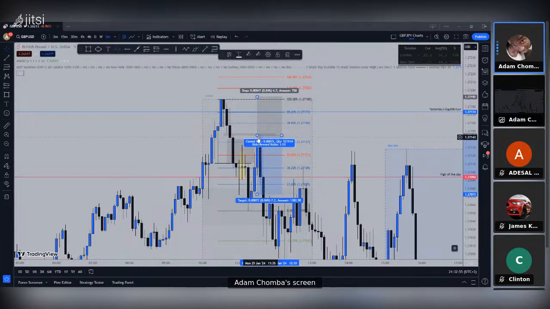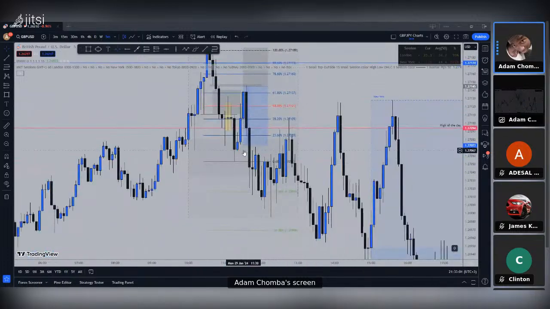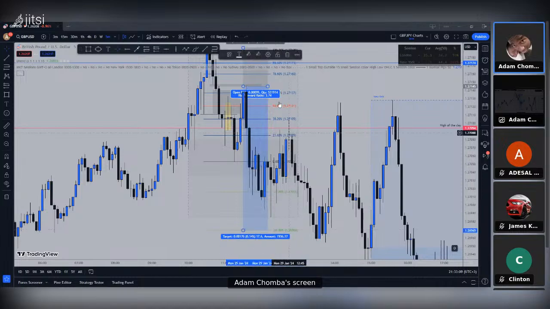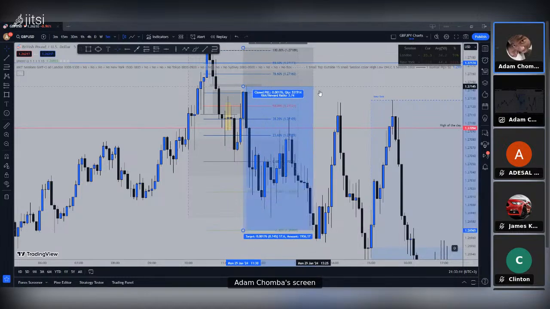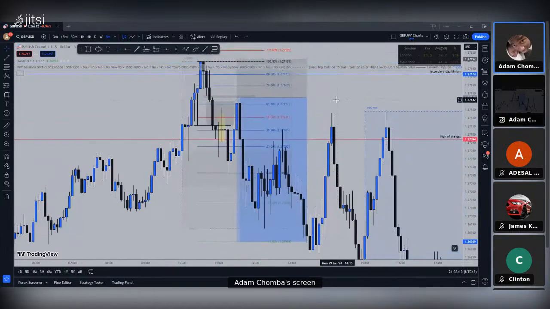GU is very decisive. Once it finds an area of resistance, it does not play around too much. So at that point, if I'm at the 61 level, I'm targeting the negative 61. That's my ultimate take profit. So that was the trade. All right, that was the first trade on Monday.